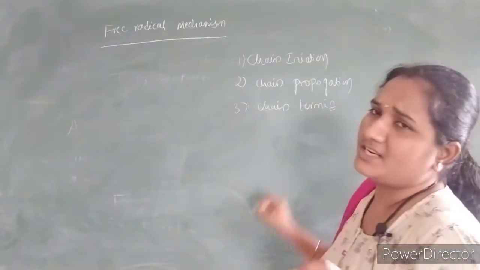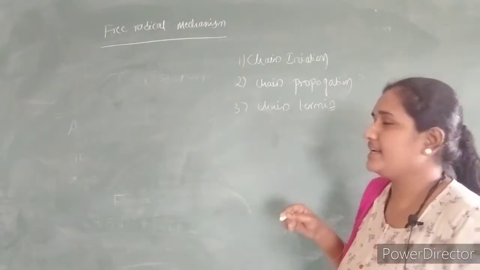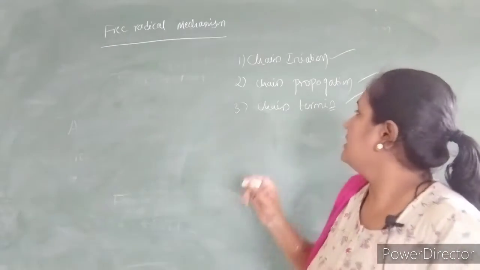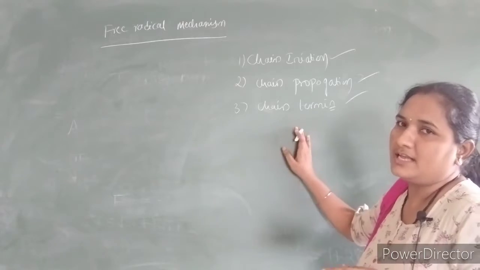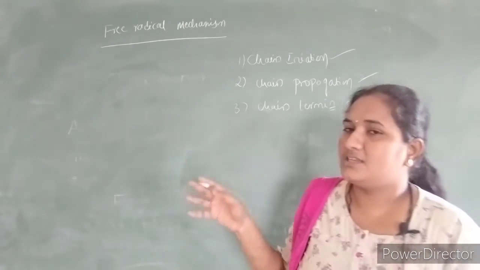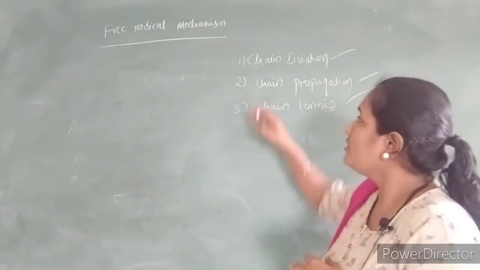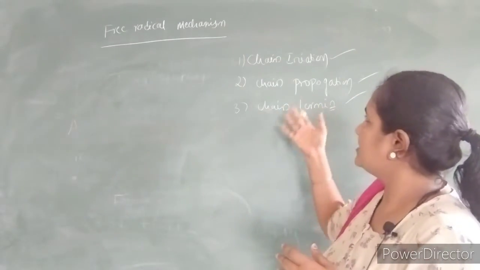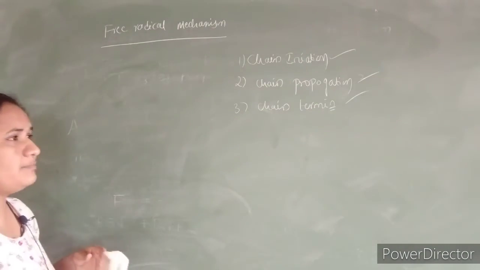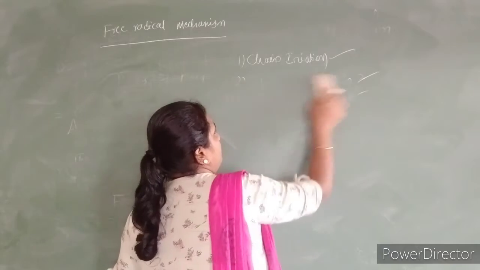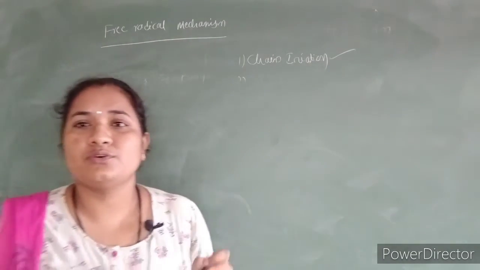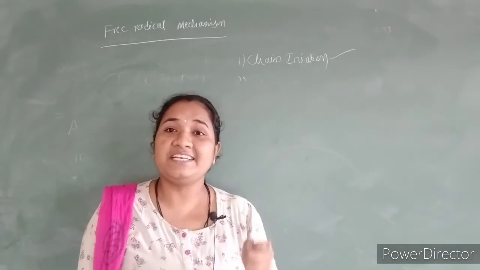Each polymerization reaction should be carried out through these three steps: firstly the chain initiation, then chain propagation, and lastly chain termination. Here also, in the free radical mechanism, we have to follow all three steps. In the first step, the chain initiation, it takes place by the use of some catalyst or starter materials. Those starting materials are also called initiators.